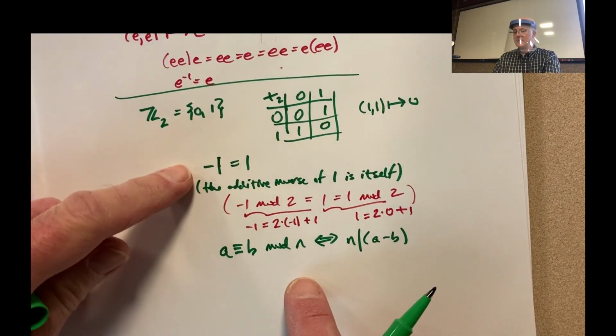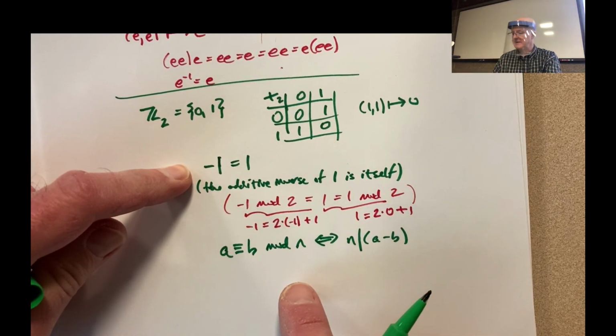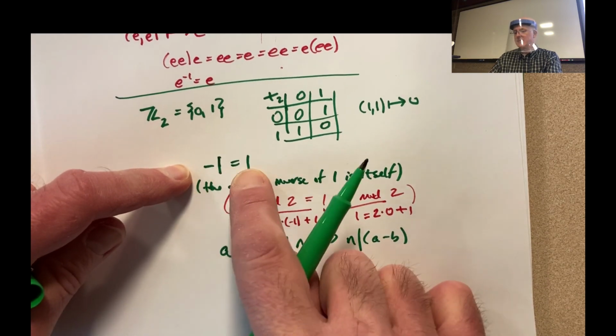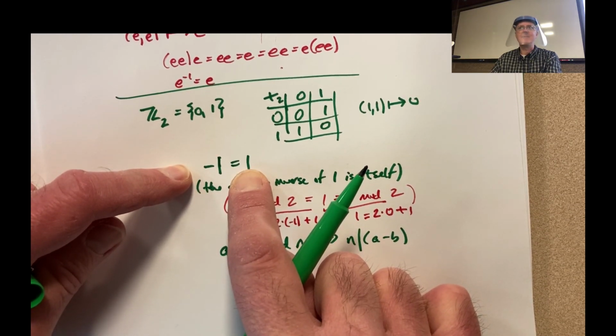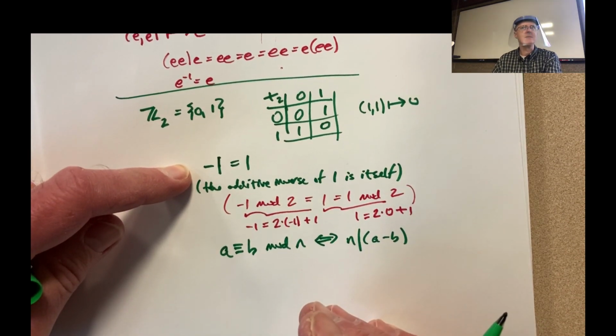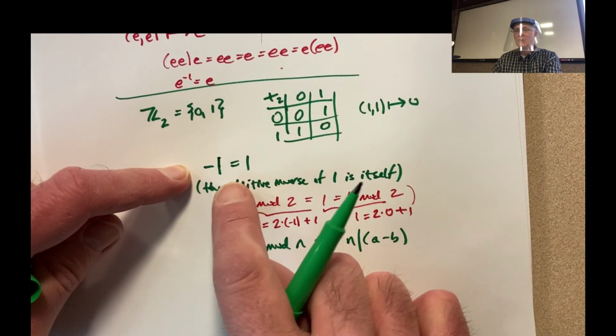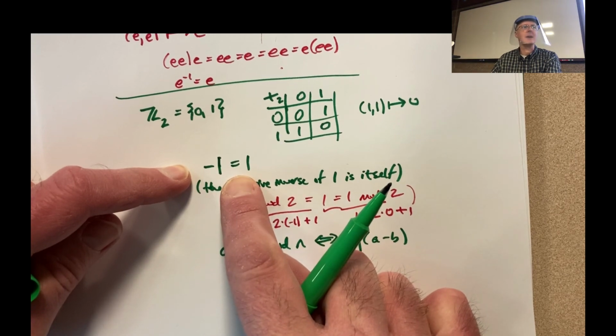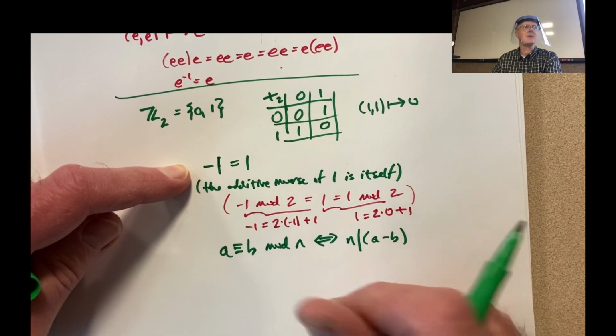And you can informally think of these equations as being congruences as well. Something is going to be equivalent to something else mod n if you can get from one to the other by adding or subtracting multiples of n. In this case, n is 2. I can get from negative 1 to 1 by adding 2, a multiple of 2.